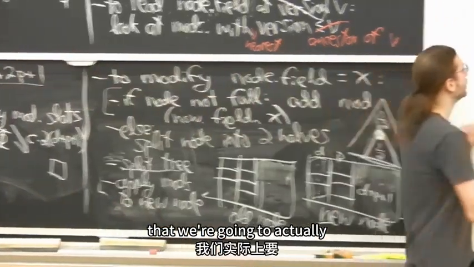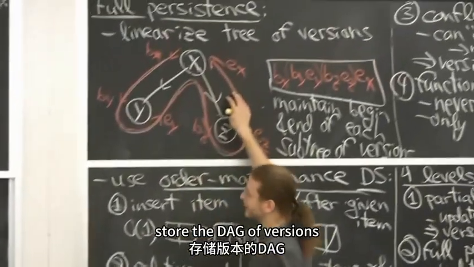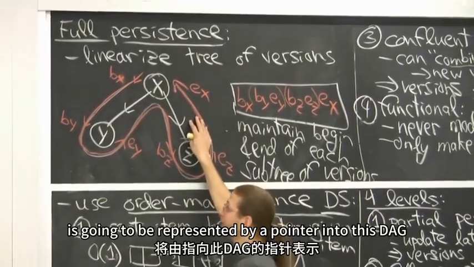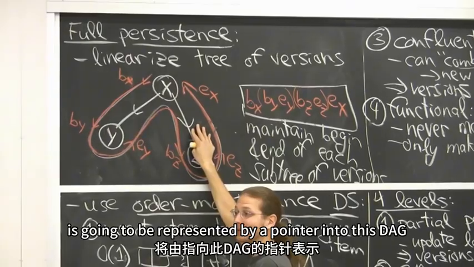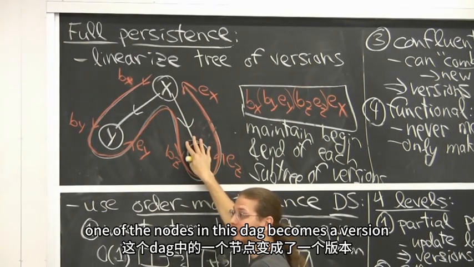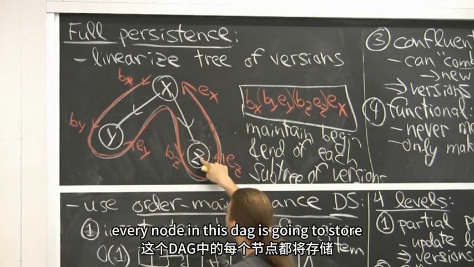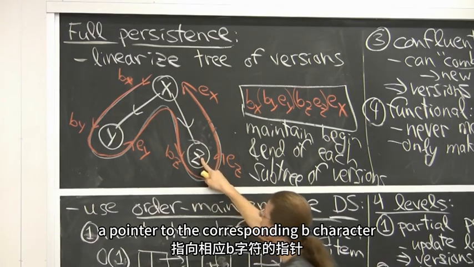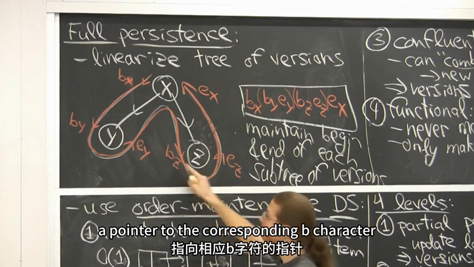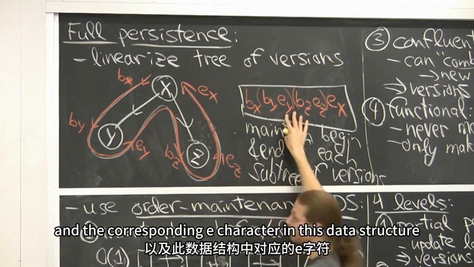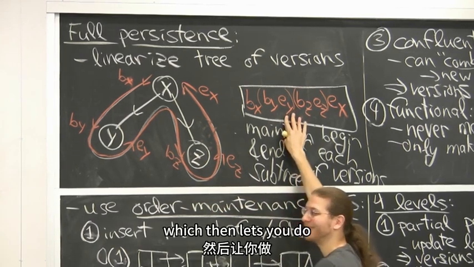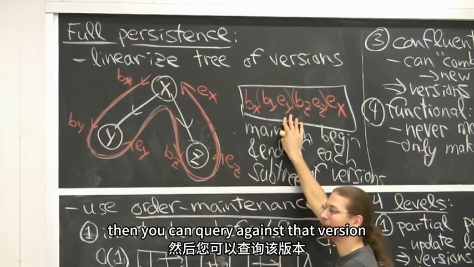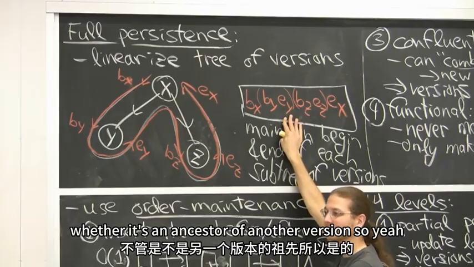Basically we're going to actually store the DAG of versions, and a version is going to be represented by a pointer into this DAG. One of the nodes in this DAG becomes a version. Every node in this DAG is going to store a pointer to the corresponding B character and the corresponding E character in this data structure, which then lets you do anything you want. Then you can query against that version whether it's an ancestor of another version.